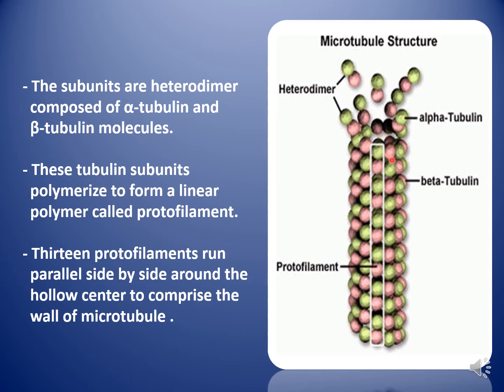These tubulin subunits polymerize to form linear polymer called protofilaments. تصطف هذه السبيونتس مع بعضها لتكون تركيب يدعى protofilaments. These are protofilaments. 13 protofilaments run parallel side by side around the hollow center to comprise the wall of microtubules. 13 بروتوفيلامنتس من هذه الخيوط تلتف أو تصطف مع بعضها البعض لتكون الميكروتوبيول بالشكل النهائي.